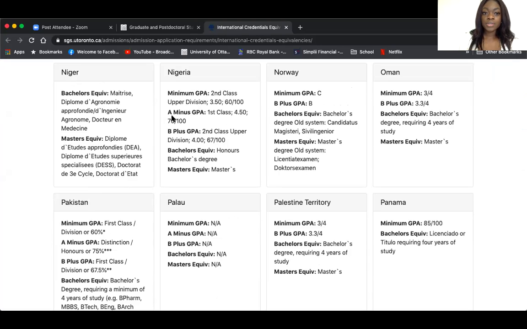100. And they also give the equivalents for an A minus GPA. So what we would consider an A minus here in Canada would be first class or a 4.5 or a 70 out of 100. What we would consider a B plus here would be a second class upper division, a 4 or a 67 out of 100.